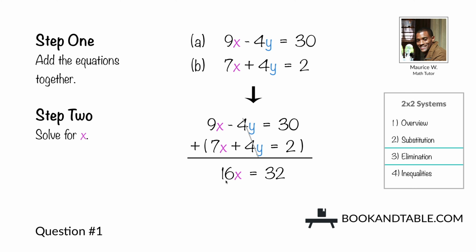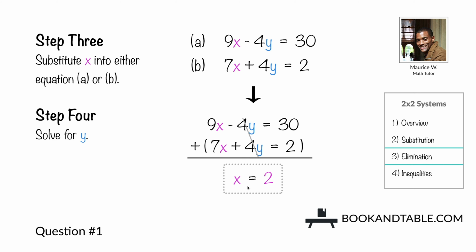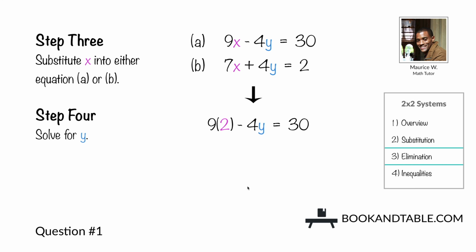So we want to get rid of the coefficient 16. So we divide both sides by 16, giving us x is equal to 32 divided by 16, which would be equal to 2. So now that we have x is equal to 2, we want to substitute x into either equation A or B for step 3. When we do so, we can solve for y for step 4.